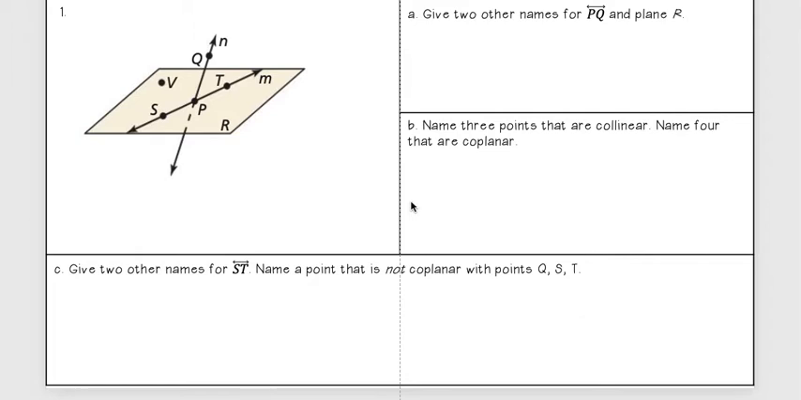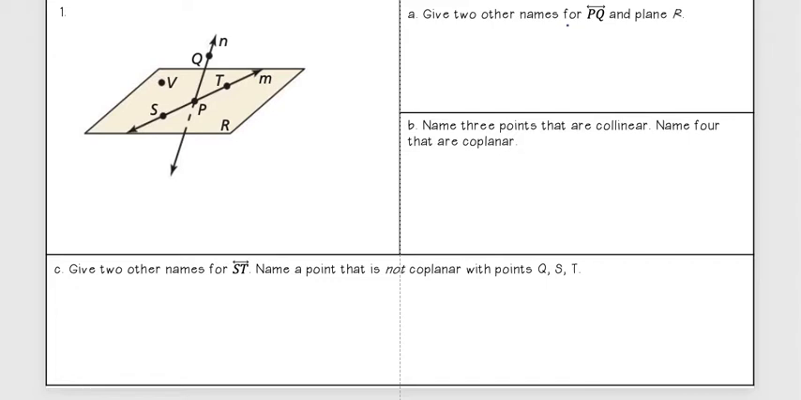Okay, so now for this video, we're going to practice doing some examples. So we're going to name stuff in a figure. For all of these, I am going to be referencing this figure right here. For part A, it says to give two other names for PQ, the line PQ, and plane R.